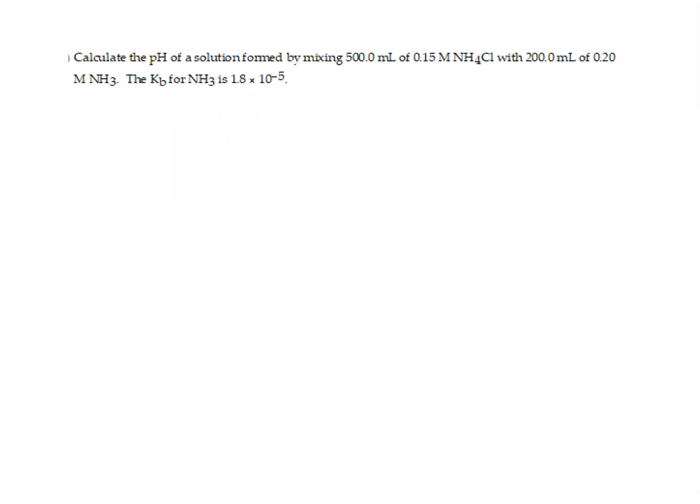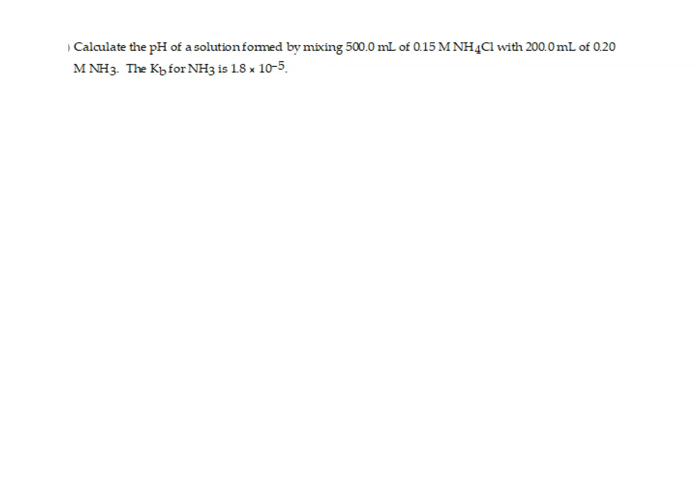So, to problem number 2. Let's calculate the pH of a solution formed when you mix 500.0 milliliters of a 0.15 molar ammonium chloride solution with 200.0 milliliters of 0.20 molar ammonia. So we're going to see another buffer here, because we know that ammonia is a weak base and ammonium is its conjugate acid, or vice versa. And the Kb for the ammonia is 1.8 times 10 to the minus fifth. So this one's going to be a little bit more involved, because we don't have a final concentration of the buffered solution. You're mixing these two solutions together.